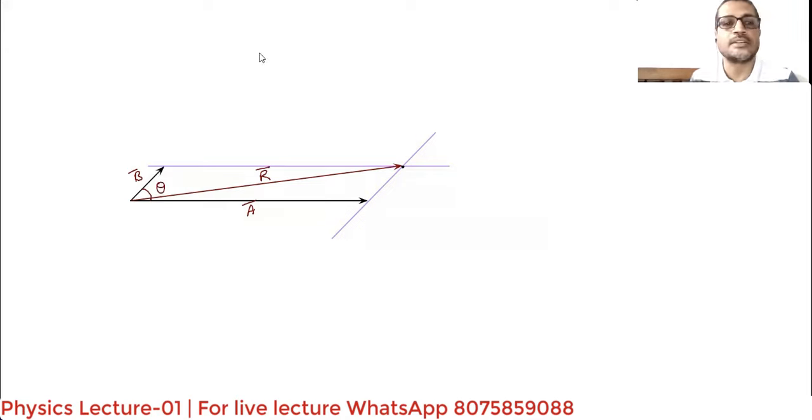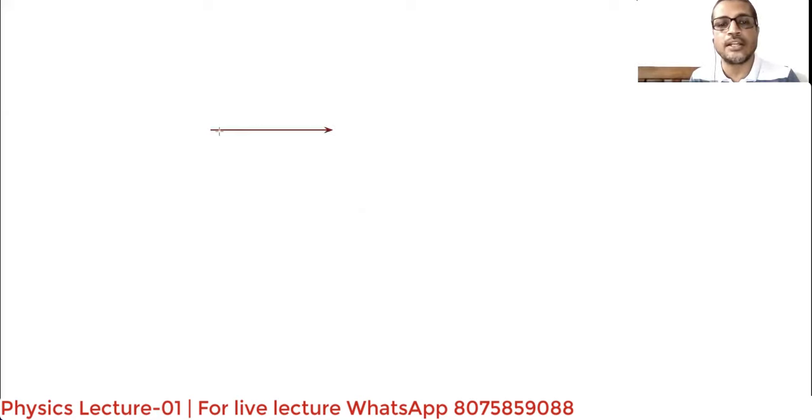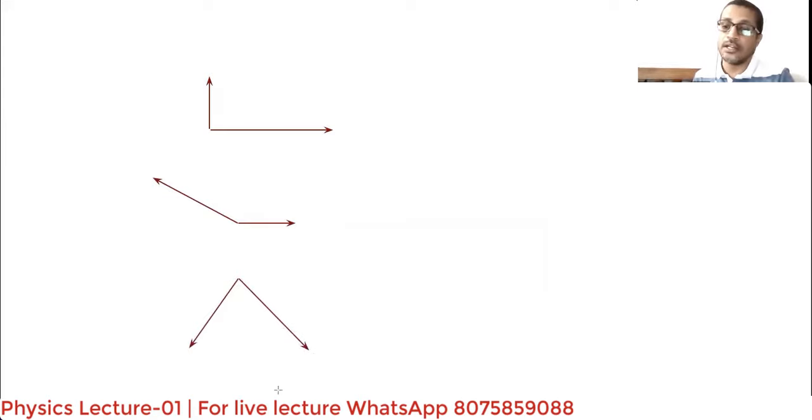I'll give you various cases. See, if you want, you can take vector A like this, take vector B like this. Try it out. Or you can take vector A like this, take vector B like this. Try it out. Or you can take vector A like this, vector B like this. Try it out in all possible cases. That is where you gain confidence. Otherwise, you take up very simple cases, then you will tend to believe that parallelogram law of addition of vectors will work only in those cases, but not in other cases. But that's not the case. So be very liberal the way you take the vectors.